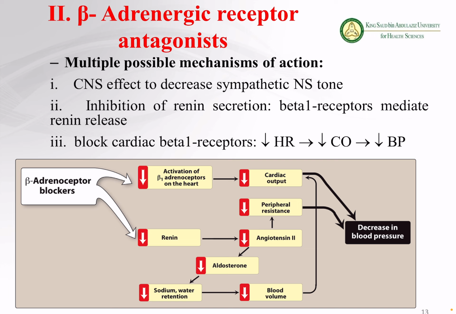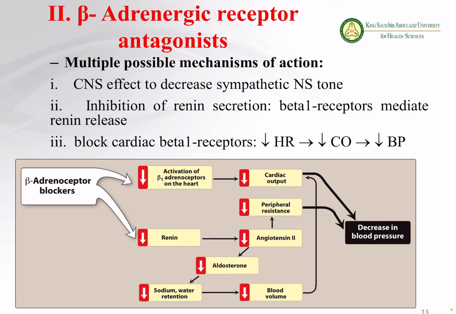Then the second one, where we have beta adrenergic receptor antagonists. We discussed also last time how these drugs act. These drugs basically affect the peripheral nervous system. So they decrease the sympathetic nervous system tone. Also, as I told you, these beta receptor blockers stop the activation of the beta receptor on the heart. As a result, we may have decreased cardiac output and a decrease in the blood pressure.